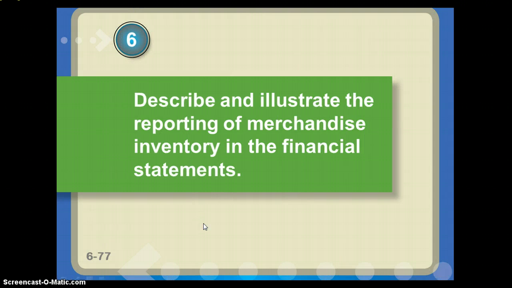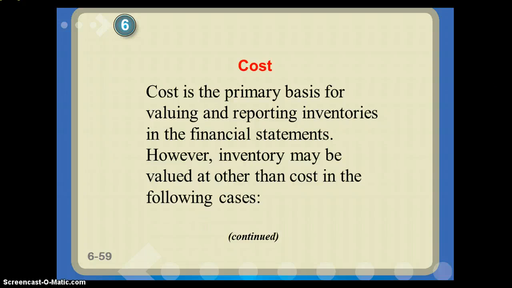Okay, we are also going to describe and illustrate the reporting of merchandise inventory in the financial statements. We already touched on this and how it affects it. We're going to look more into it now. So cost. Cost is the primary basis for valuing and reporting inventories. So inventory might not just be at cost, though. When we talk about cost, that's how we're looking at FIFO, LIFO. That's the actual physical cost of the item. I paid this much for it. That's the cost of the item. That's what I'm going to use to value it.